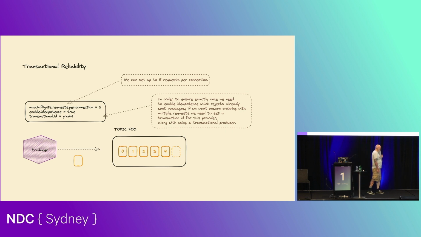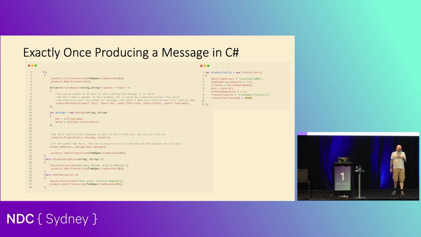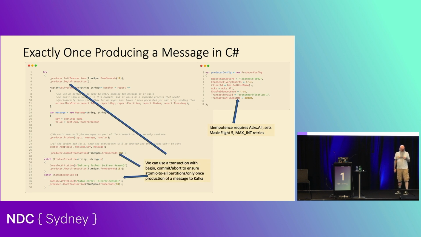You also have to set a transaction ID, which says, who am I for the point of uniqueness of transactions. And what you can see here effectively, you need to do acks all, and that automatically sets idempotence, basically rather sets acks all, max in flight to 5, and max int retries. So max int retries basically means retry forever, right? And it adds up to 5 at once. And what you'll see is we do a begin transaction, a commit transaction, or an abort transaction.